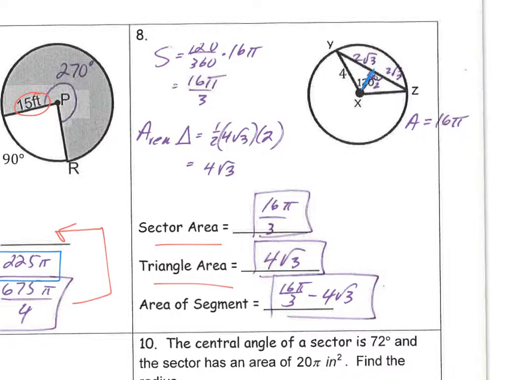The height is 2, so the area ends up being 1/2 times 4 root 3 times 2. 1/2 of 4 is 2. 2 times 2 is 4, so you end up with just 4 root 3. So 4 root 3 is the area of the triangle. 16 pi over 3 is the area of the sector. So the area of the segment, this part, this little french fry looking thing, the area of that is just going to be the subtraction of the 2.